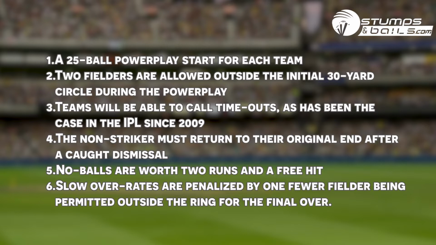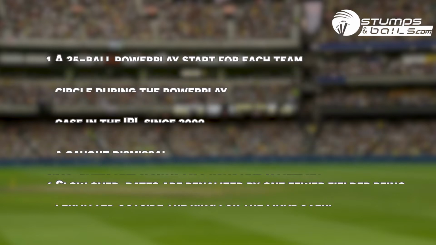No balls are worth 2 runs and a free hit. Slow over rates are penalized by 1 fewer fielder being permitted outside the ring for the final over. There are 15 players on each male and female squad with a maximum of 4 foreign players allowed.